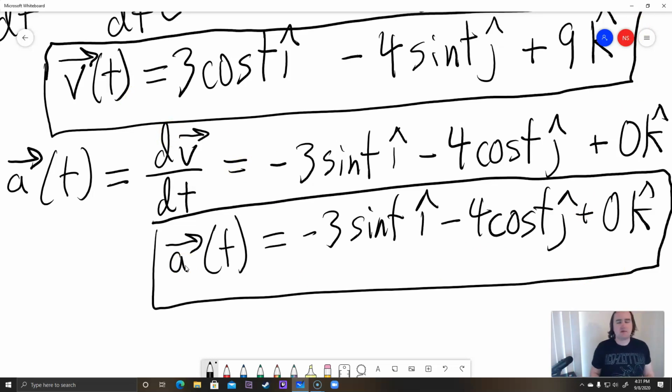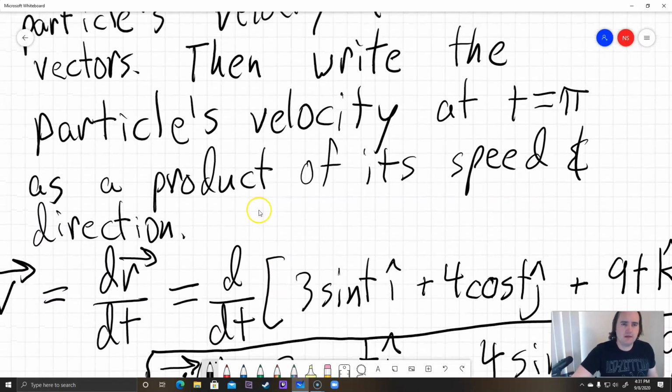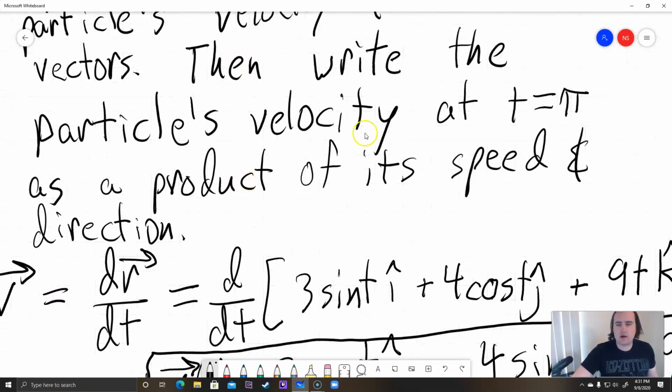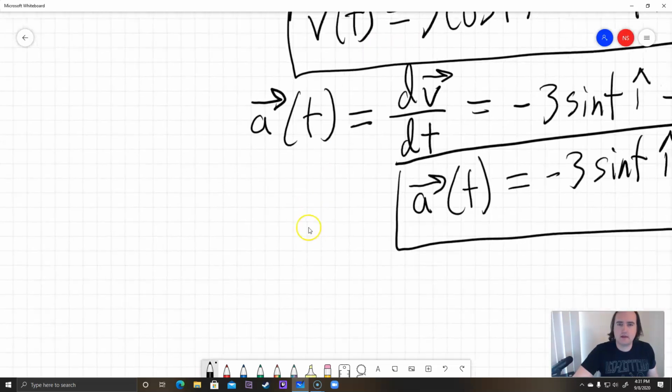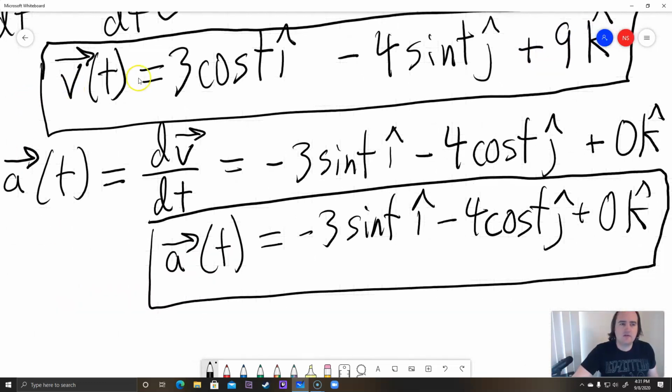And then the last thing we need to do is the new problem here. They want us to write the particle's velocity at time t equals pi as a product of its speed and direction. So what we have to do there is write down the velocity, v of t.